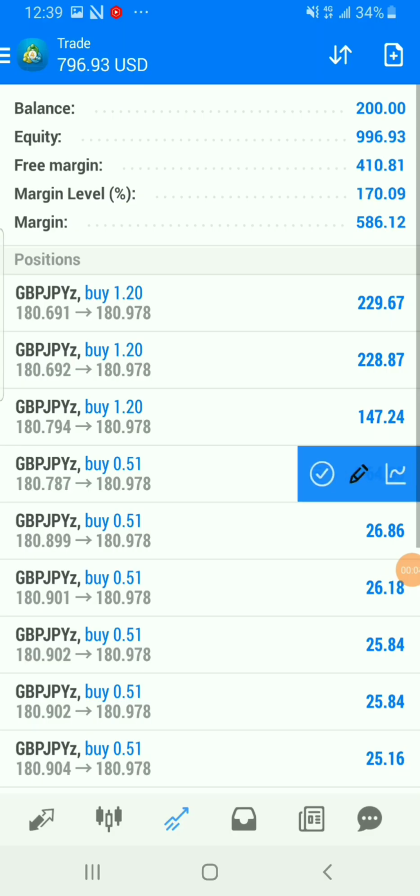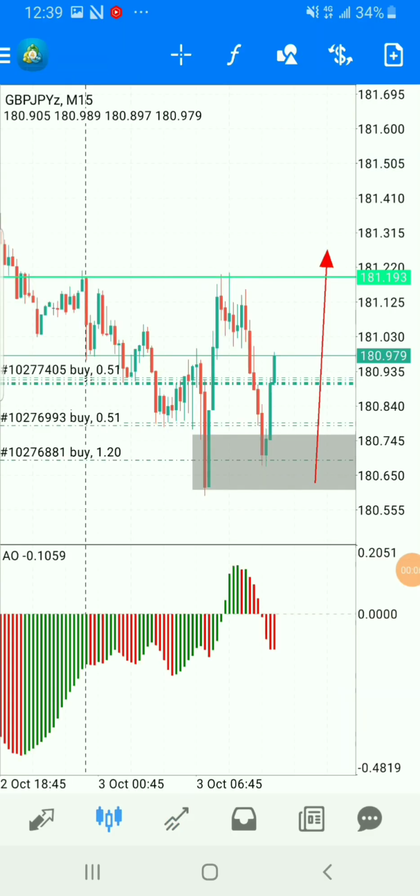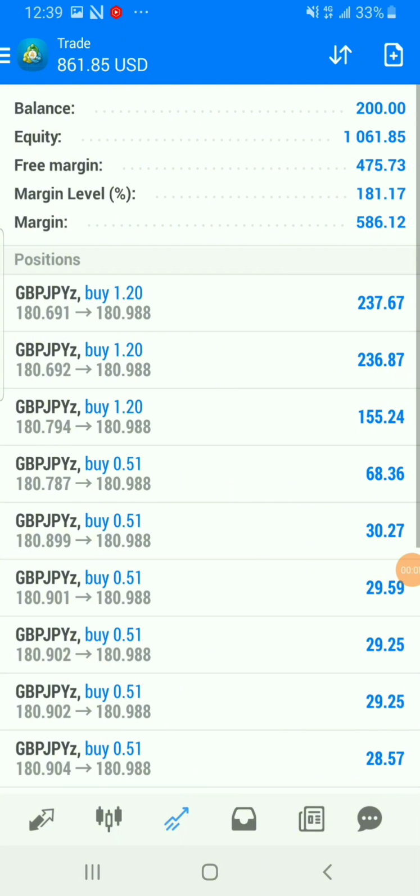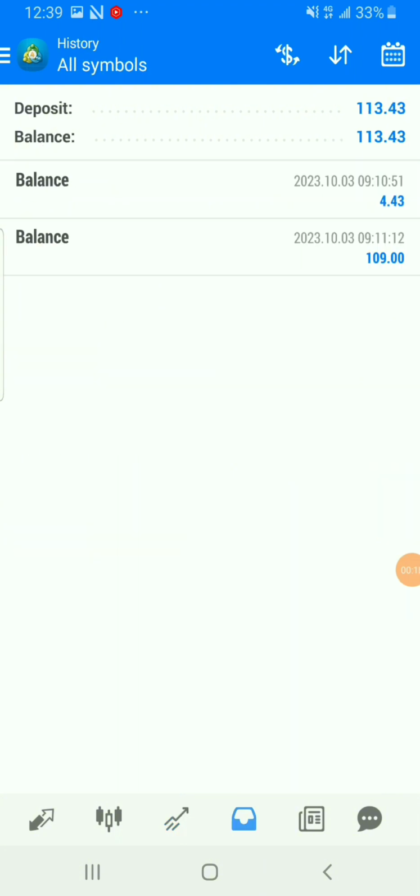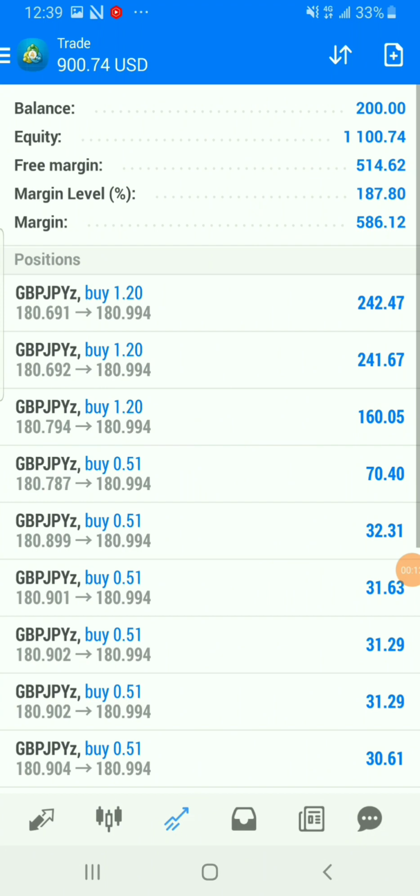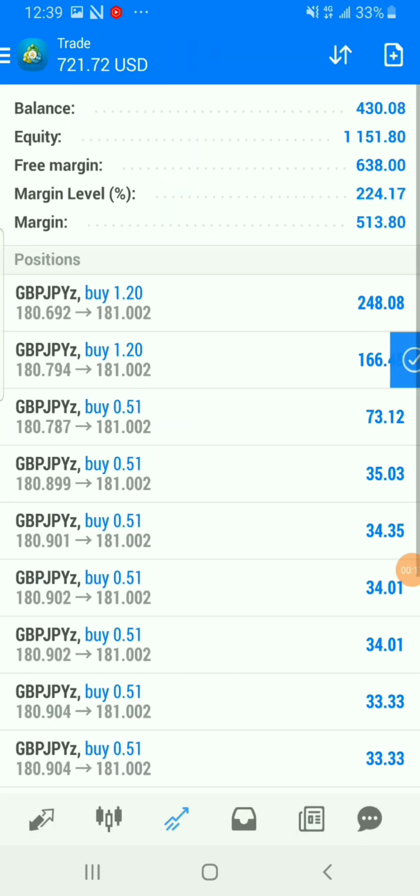A few minutes later. Our trade has almost hit our target of 1k USD. Running 1061 USD right now. From $200 to 1100 USD right now. So closing all my trades now.